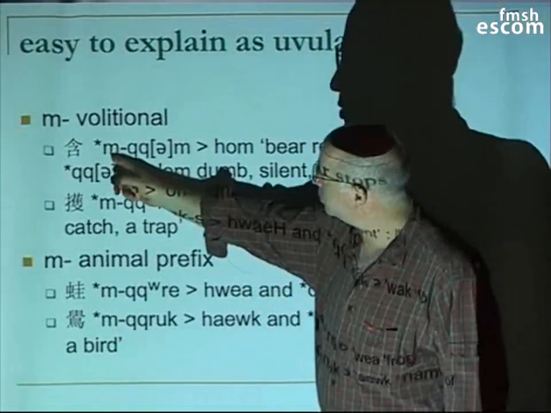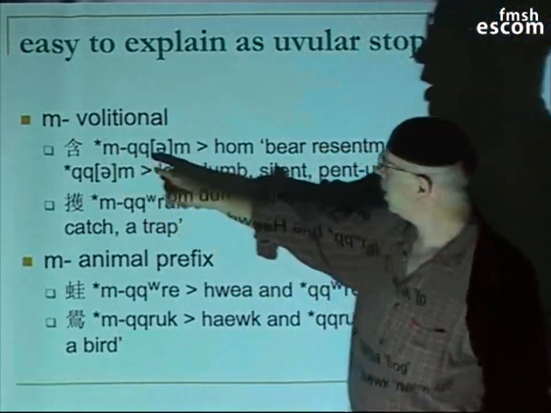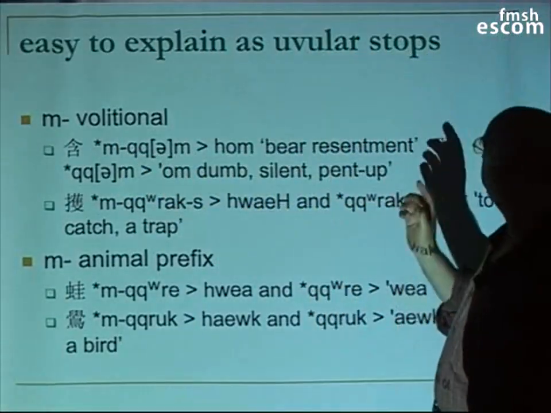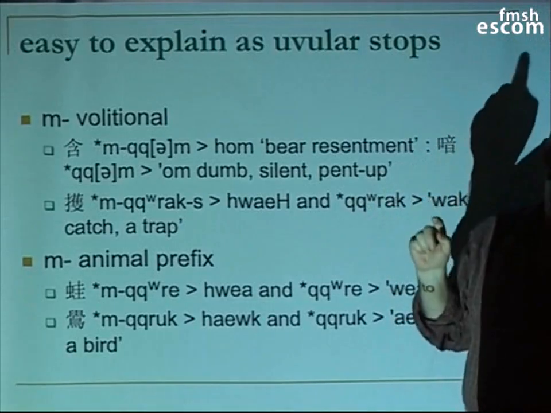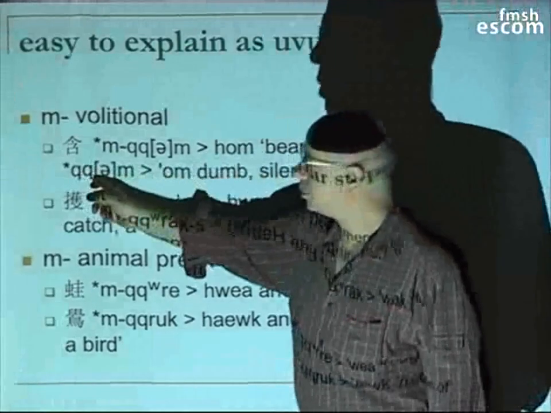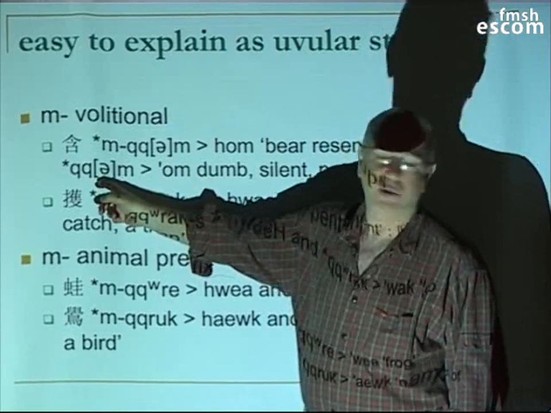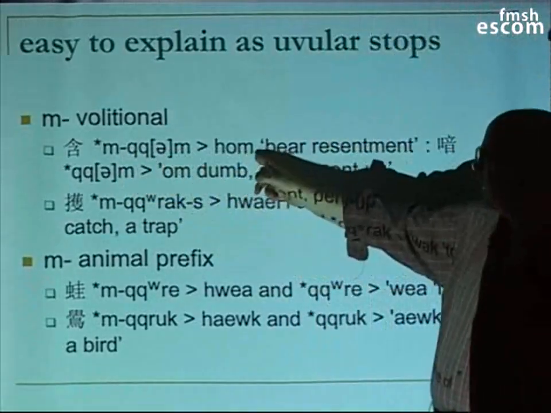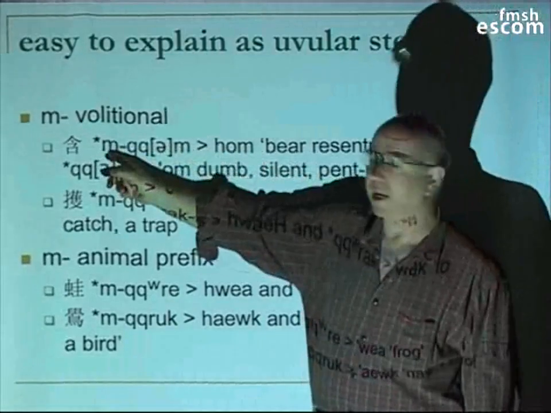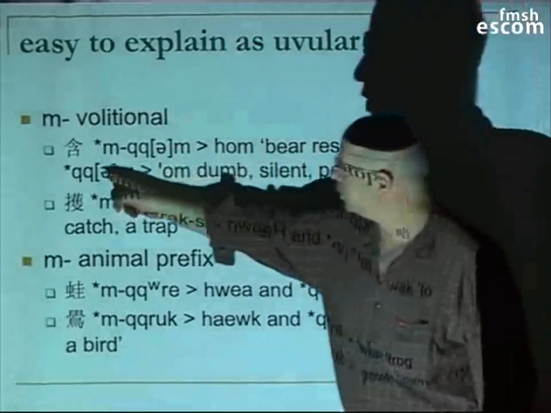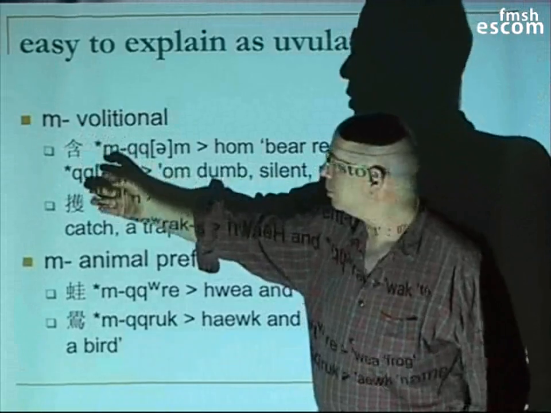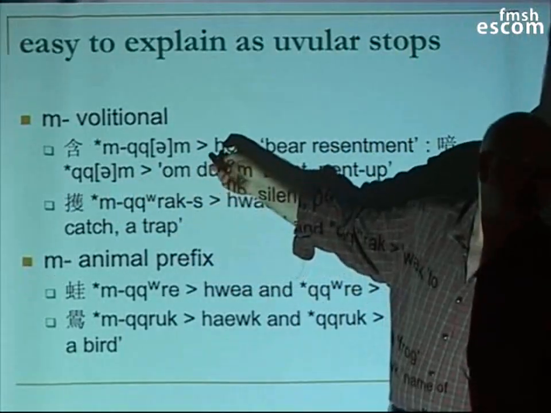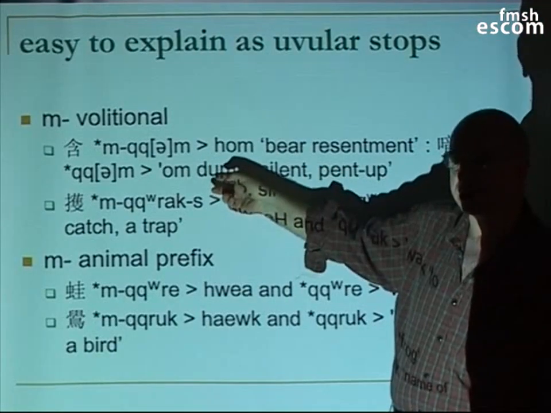So, suppose that the root has a uvular, QQ, type AQ. Then this type AQ will be voiced by the M here, but not there, and then this Q will evolve to glottal stop, and this one will evolve to H. Okay, so that's our explanation.